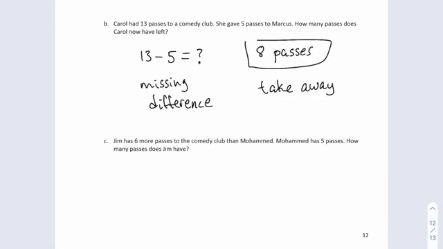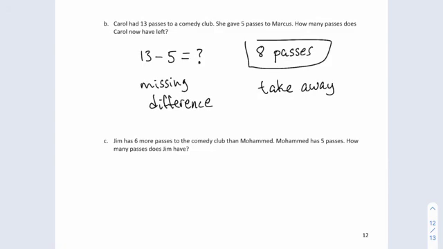Well, if Jim has 6 more passes than Muhammad and Muhammad has 5, you might be tempted to write your answer this way. You take Muhammad's number of passes, and if you were to add 6 more, you would get how many passes Jim has. So you might frame this as a missing sum addition task. And this would be a fine way to set this problem up, but our goal was to set this up as a difference task, not a sum task.